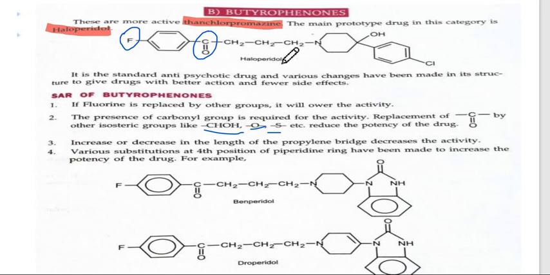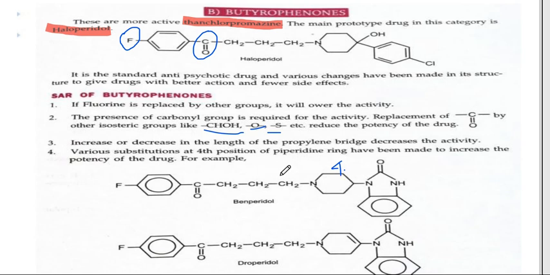And if various substitutions are made at the fourth position, then what happens? It will increase the potency of the drugs. For example, you are having in front benperidol and droperidol. The difference is the double bond present in droperidol, which is not there in benperidol.